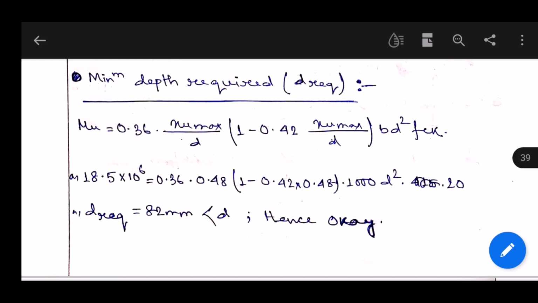So from this d required is equals to 82 mm, which is less than the depth which we have considered. Hence it's okay. That means the depth of the section which we provided is greater than the required depth. That means the section is safe regarding depth consideration.